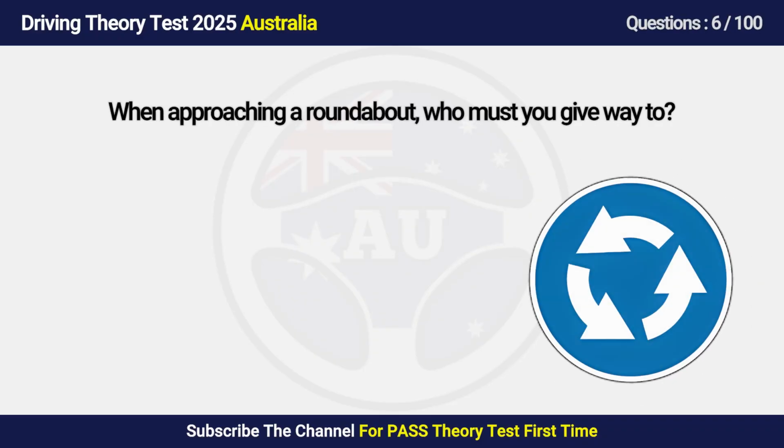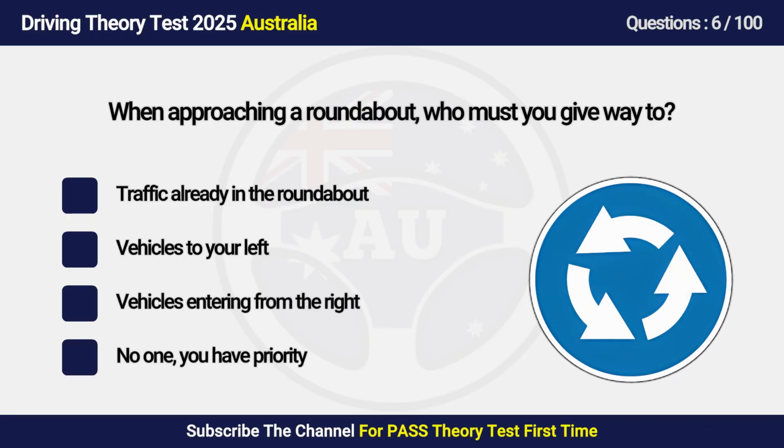Question 6. When approaching a roundabout, who must you give way to? A. Traffic already in the roundabout. B. Vehicles to your left. C. Vehicles entering from the right. D. No one, you have priority.